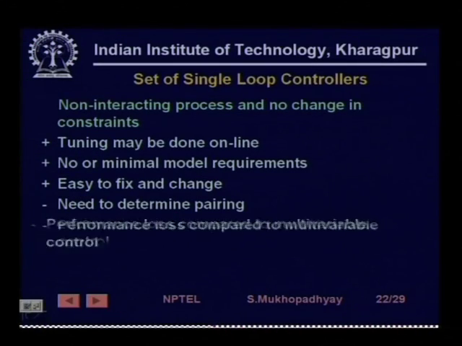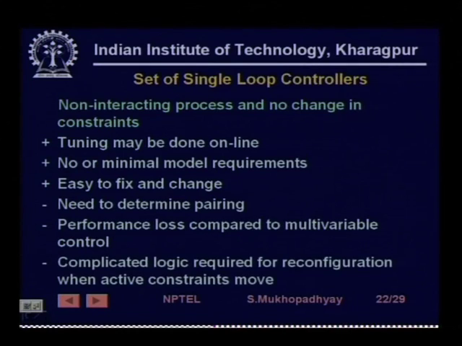On the other hand, you need to determine pairing. This is very important, that is, which manipulated variable you will choose to set up a loop with for which controlled variable. This is called pairing, pairing outputs to inputs. This is an interesting point, and people have various methods. We did not study them, but this needs to be done. Similarly, you have performance loss. You cannot achieve such good control as you can with multivariable control.